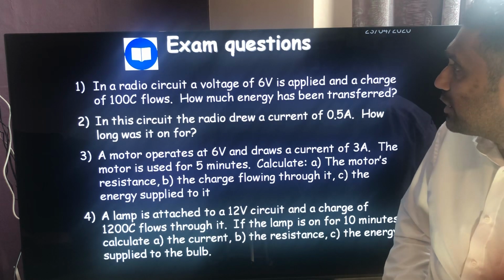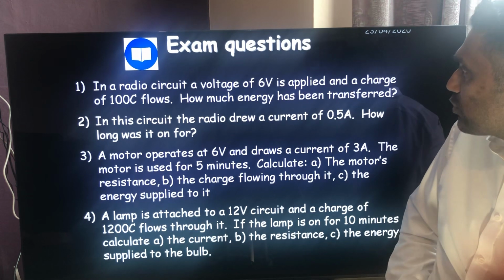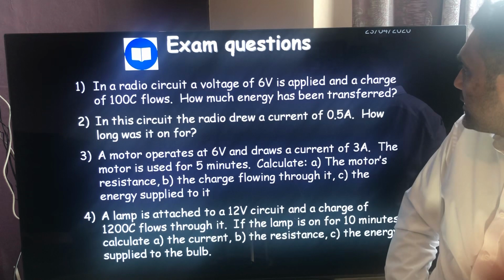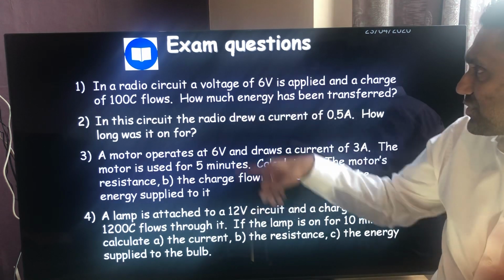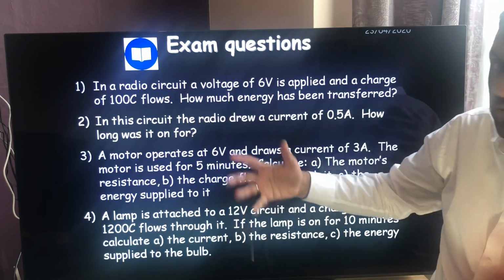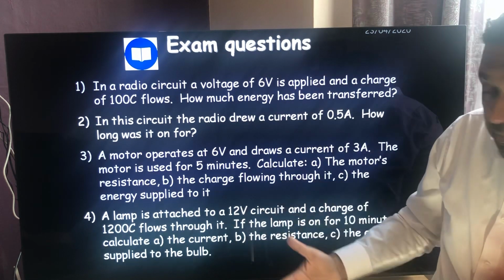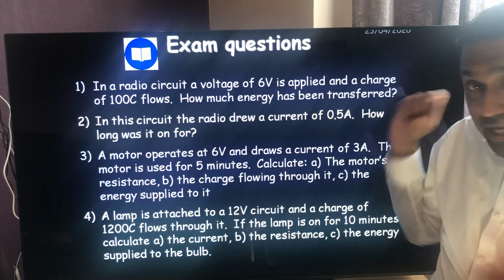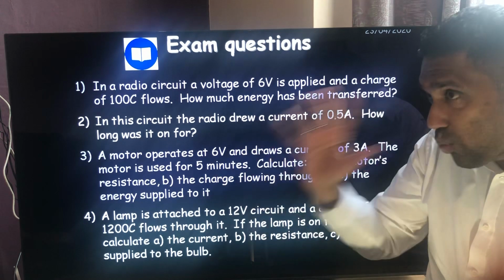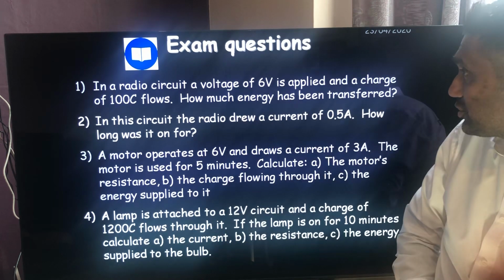Exam questions. Number 1, in a radio circuit, a voltage of 6 volts is applied. Always circle the numbers. Obviously, you can't circle your computer screen or your mobile phone; it's obviously on a piece of paper. Circle the numbers, highlight the numbers, underline the numbers. Make sure you can see where the information is. The important information is in the question.